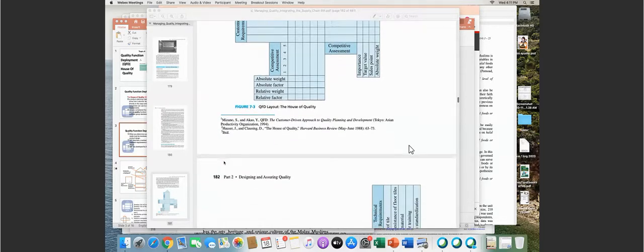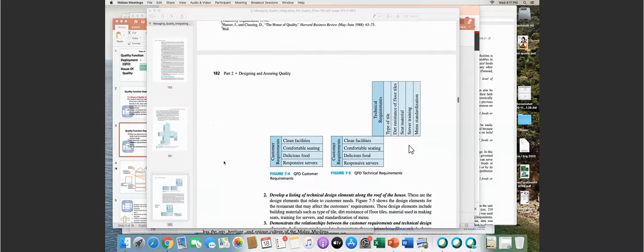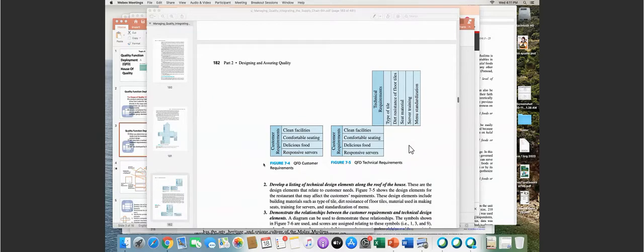These are the requirements. The technical requirements are type of tile, dirt resistance of the floor, I think this is for a restaurant, seat material, server training, menu standardization. And the customer requirements are clean facilities, comfortable seating, delicious food, and responsive service.